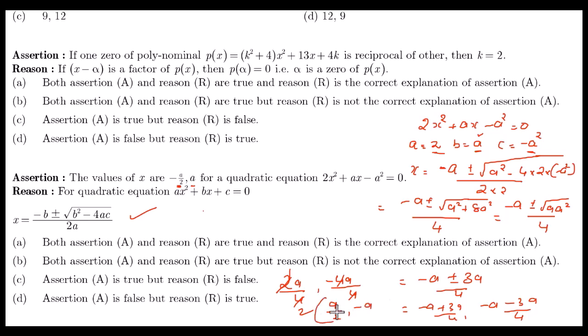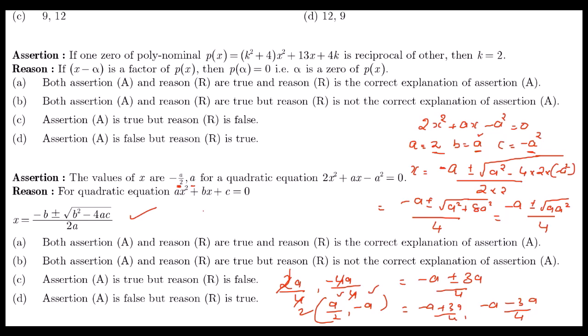These are the roots, a by 2 comma minus a. Now we'll check it. So a by 2 and minus a are the answers, right? Both the answers are a by 2 and minus a. But what is given in the assertion? It is minus a by 2 comma a. These are the values of x. So this is wrong, right? This is not true, right?